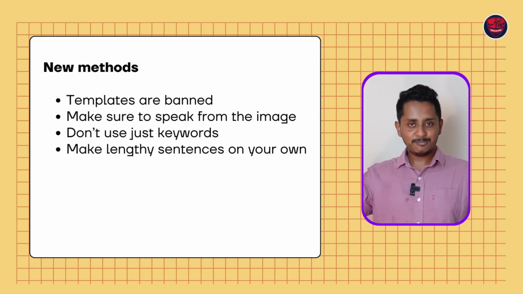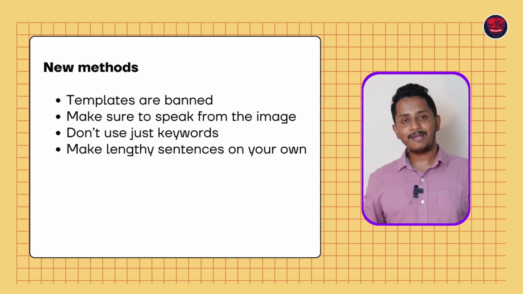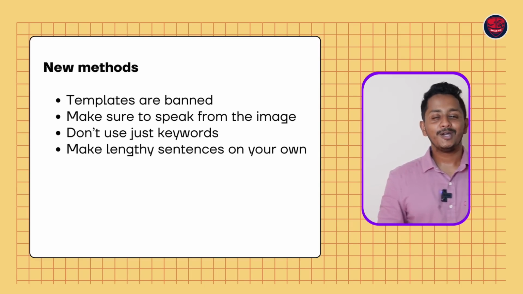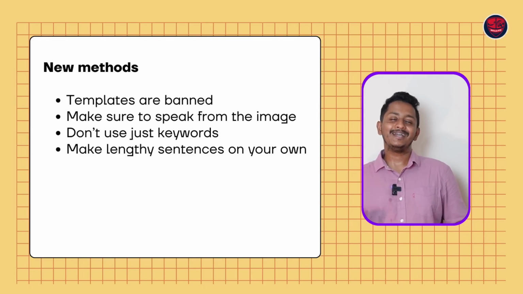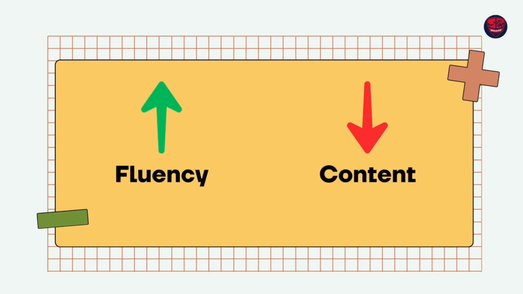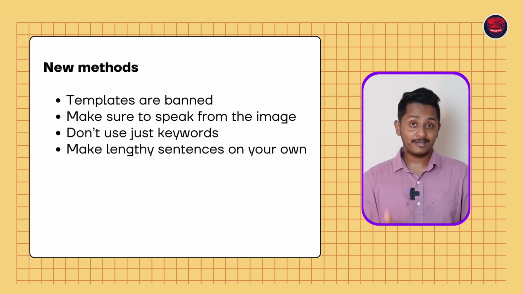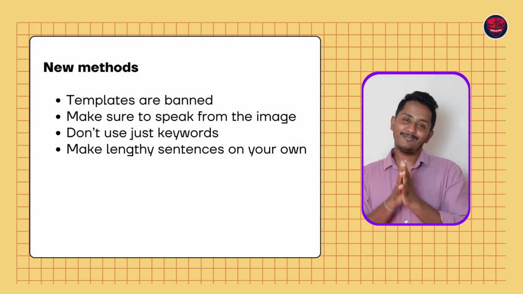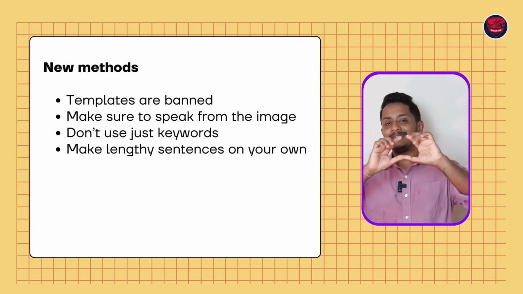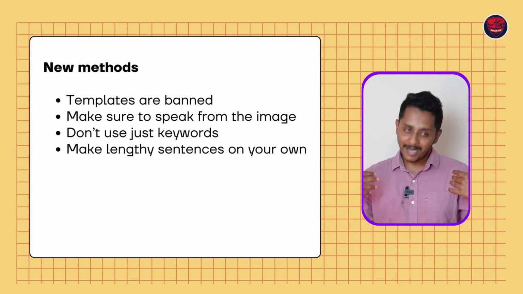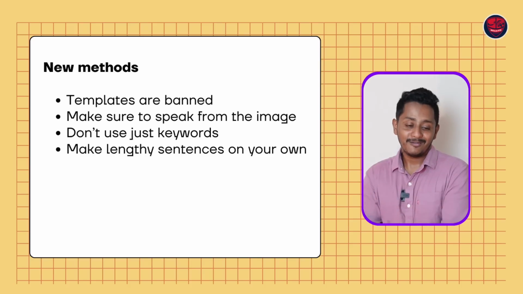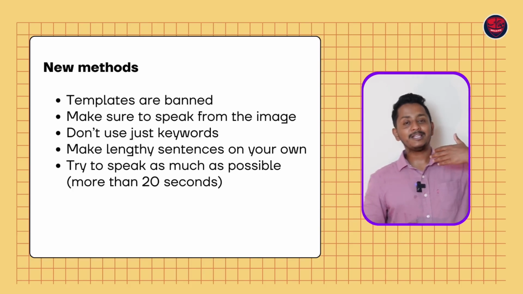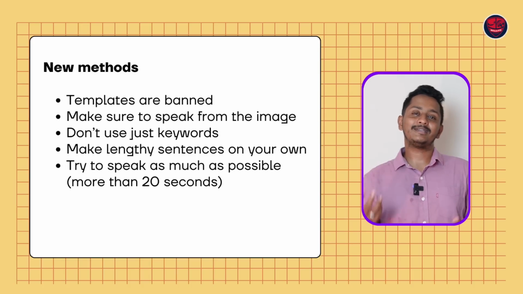It should be crisp and clear, the same rhythm, the same flow as you did in the read aloud. If you bring it here, then you get 90. Content is not a priority over the fluency, but content is needed. You need to look into the image and speak. If possible, make some lengthy sentences so that software would understand that yes, you're speaking from the image. Try to speak as much as possible, more than 20 seconds.